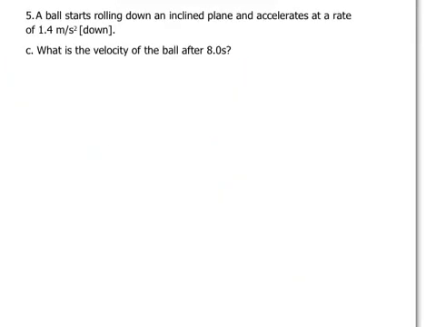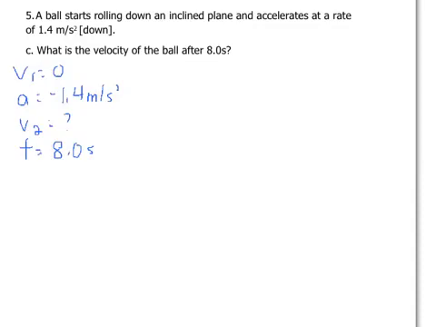For the last sub-question of this example, we're asked to find the velocity of the ball after 8 seconds. So once again, our initial velocity is 0. Acceleration is negative 1.4 meters per second squared. We're looking for final velocity, or v2, and 8 seconds is a measurement of time, 8.0 seconds.